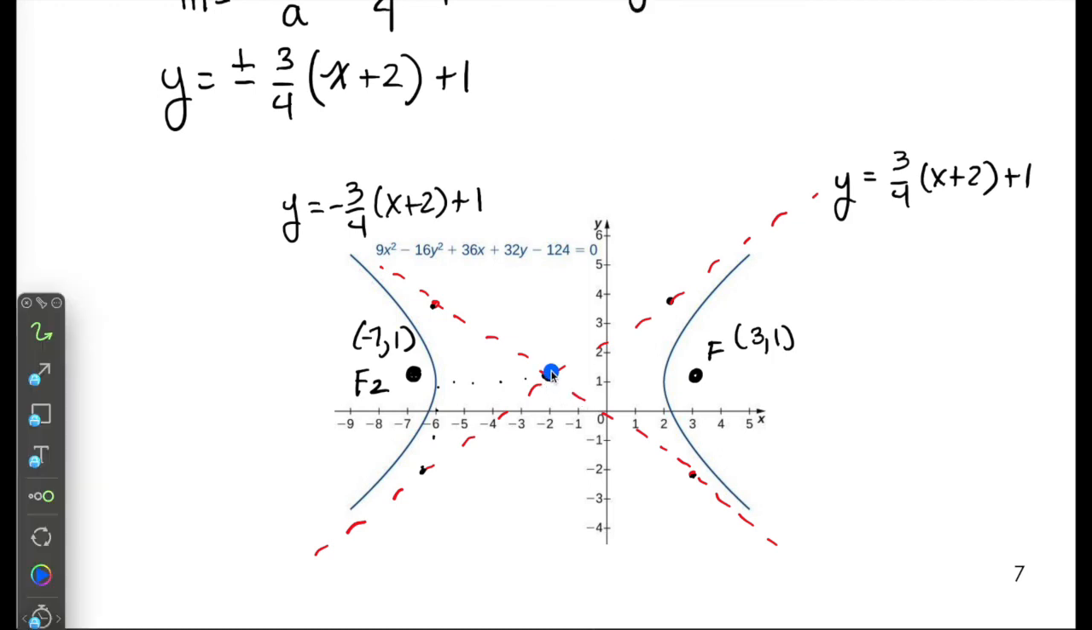And when I come out from the center 5 this way, I get that my other focus point is negative 7, 1. Now for my vertices, I've got to come out A in both directions. So I'm going to come out 4 this way and 4 this way, which will leave me with the points negative 6, 1 and 2, 1. Those will be my vertices.